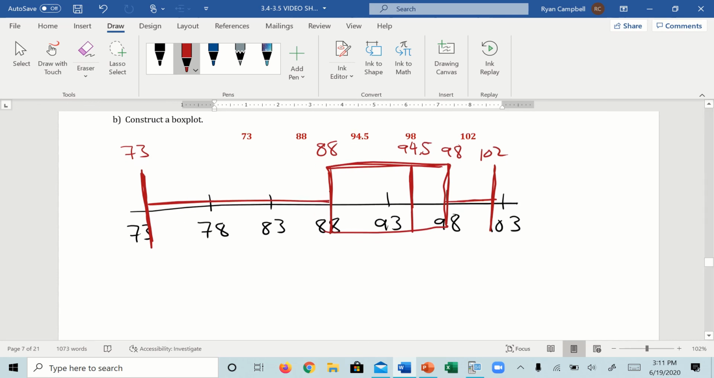So what kind of distribution would this be? It's definitely not normal, right? This is not symmetrical. We can see that most of the data is on the right side, so it's getting pulled to the left. So this would be left skewed.